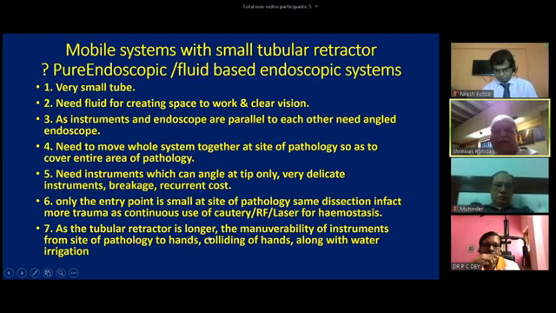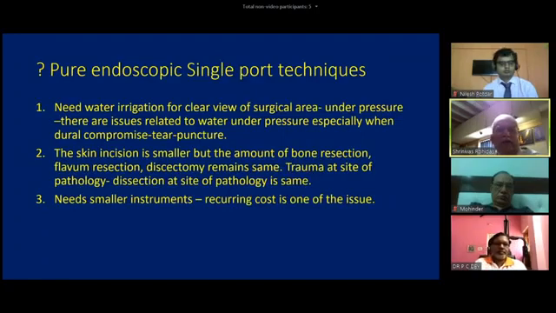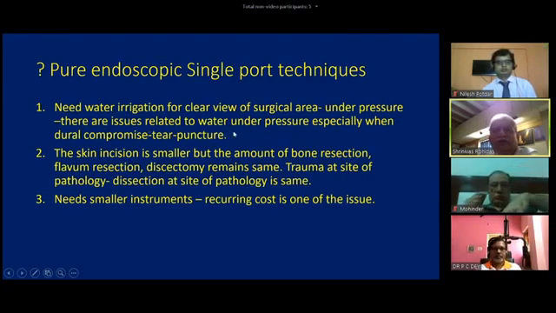As the tubular retractor is longer, the maneuverability of the instruments from the site of the pathology to the hands is limited, there is colliding of the hands, along with the water irrigation which is continuously there. They need water irrigation for the clear view of the surgical area, which has to be used under pressure or gravity. And there are issues related to the water under pressure, especially when there is a dural compromise, tear or puncture. The skin incision is smaller, but the amount of the bone resection, flavum resection, discectomy remains the same.